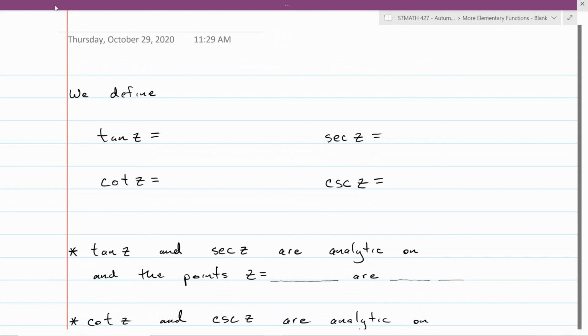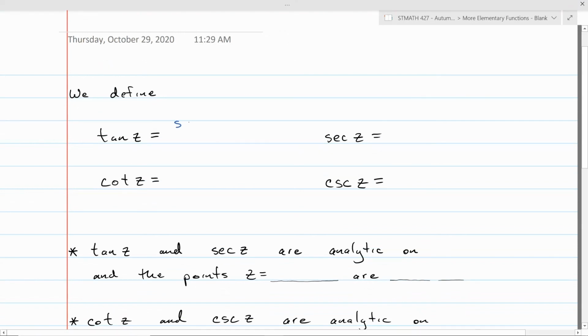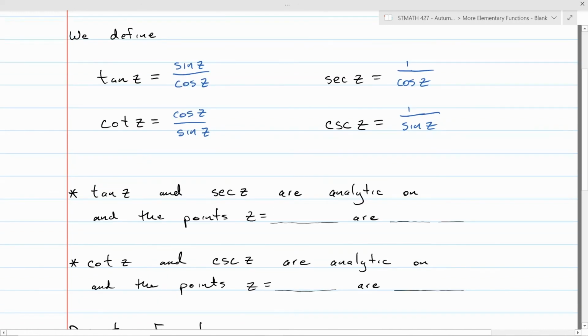So tangent of z is going to be sine of z divided by cosine of z, as it always was. Cotangent will be cosine z over sine z. The secant z is 1 over cosine z, and cosecant z is 1 over sine z. So let's focus on tangent and secant because they both have the same denominator. So tangent of z and secant of z are going to be analytic on what domain?